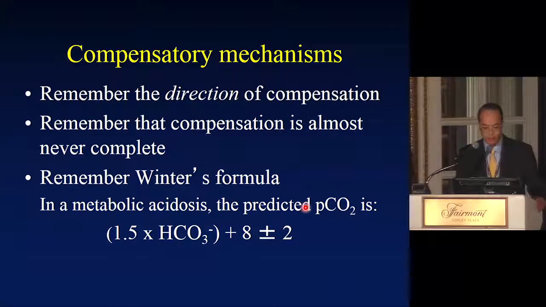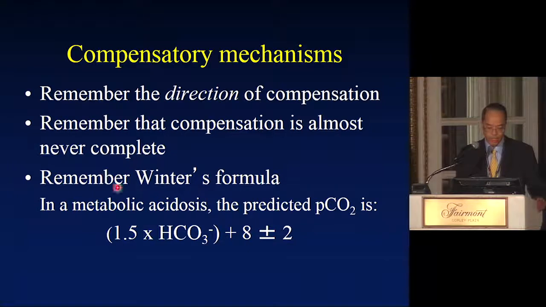The things that you do need for the boards are that you need to remember which way the compensation is supposed to go, and you need to remember that compensation is never complete. What I mean by that is, suppose you have a metabolic acidosis and you're compensating by breathing down the PCO2. You can't return your pH completely to normal. You return it part of the way so that the acidemia is not as severe, but it doesn't return to normal, because if it did, there would be no stimulus for the increased respiration.